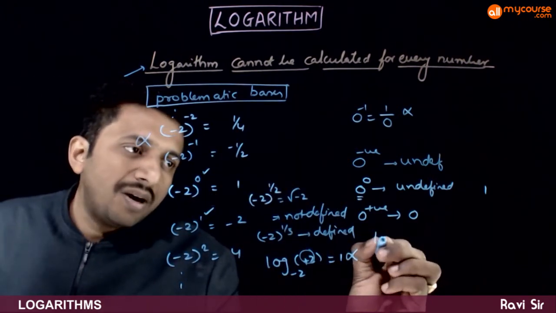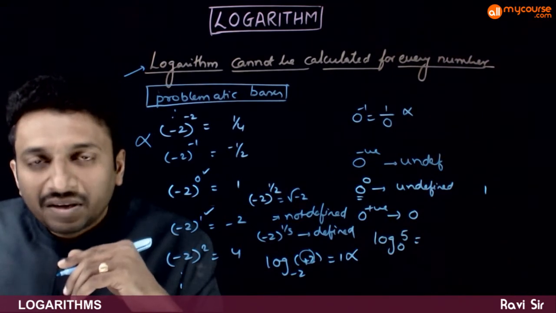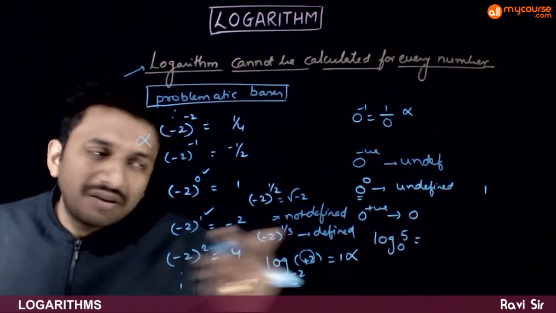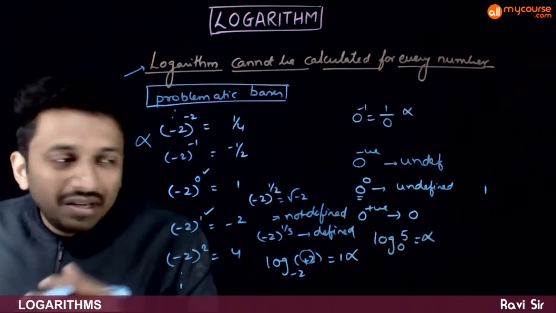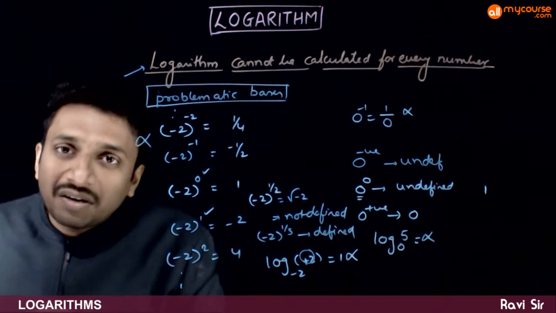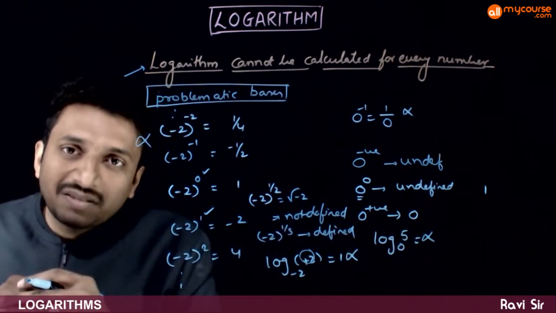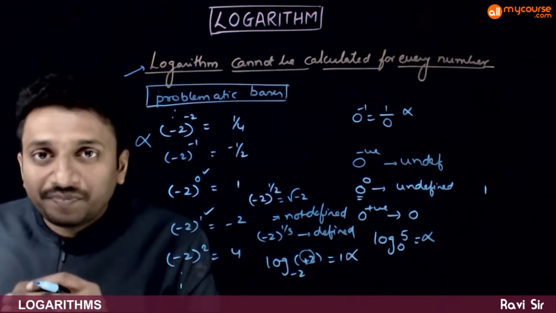And if I ask you what is log 5 to the base 0, what power 0 has to be raised to get 5 as the answer? No. Cannot get anything, because 0 power any number is 0. So log 5 to the base 0 is not defined. So 0 is one of the problematic bases. So the base cannot be negative, cannot be 0 also.